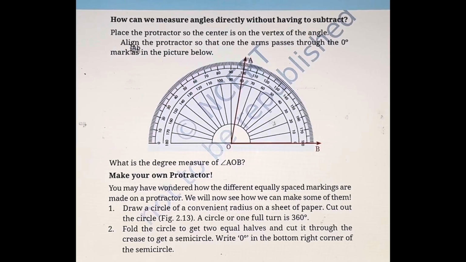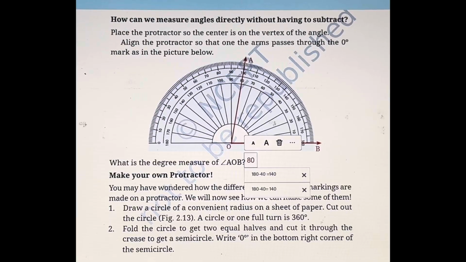So let us see how we can measure angles directly without having to subtract. For that, you need to place the protractor so the center is on the vertex. This center should be on your vertex, and this baseline on the ray, right? And depending on the ray facing whichever side, you have to measure. Like this ray is facing on the right side, so you start from 0 and you see the inner scale. So here, what is the measure of this angle AOB? You can see the markings over here, that is 80 degree, right?